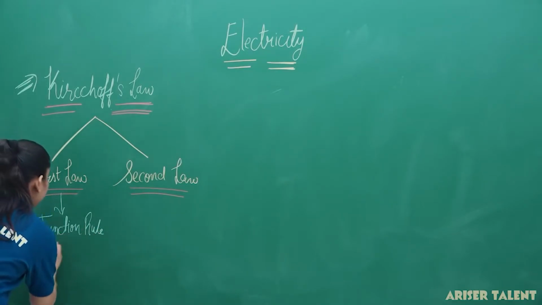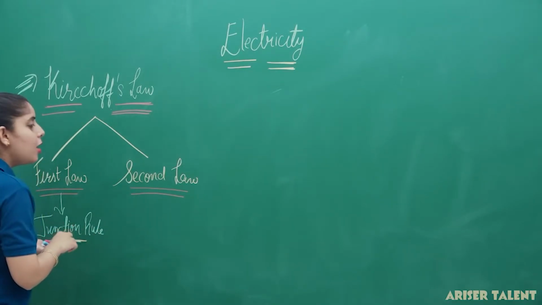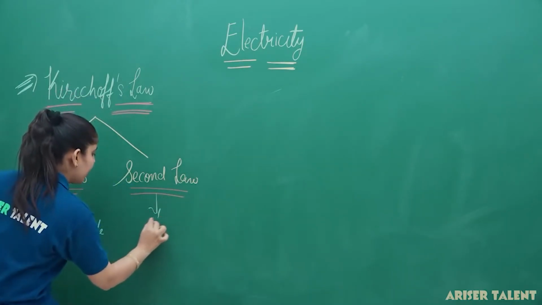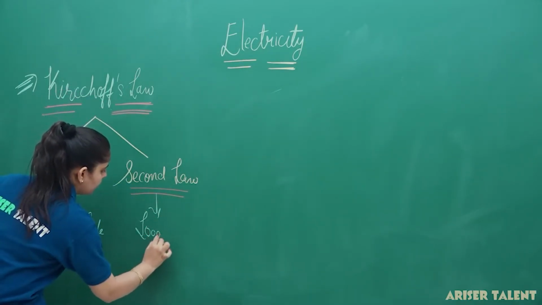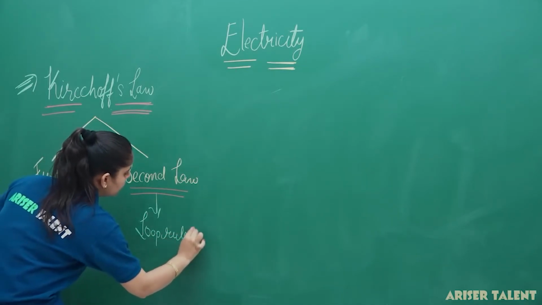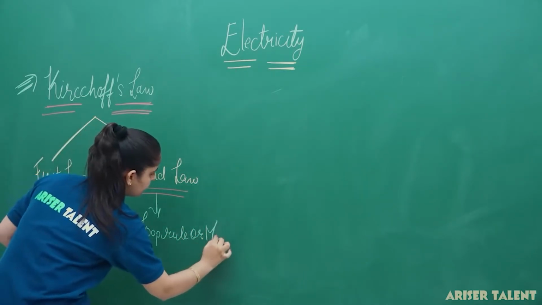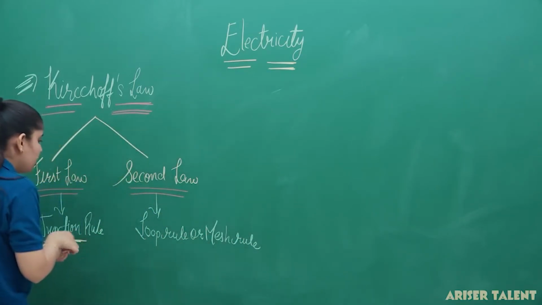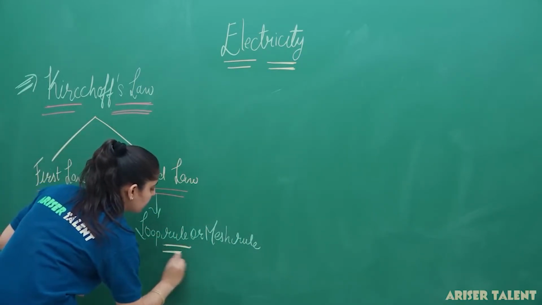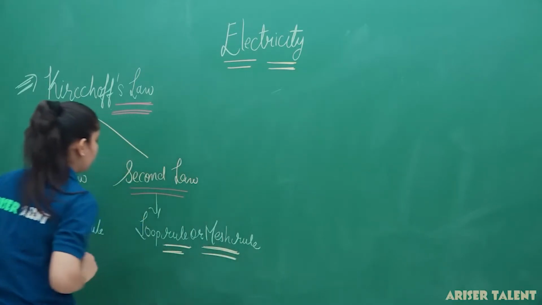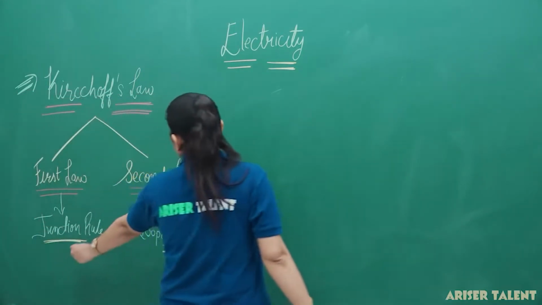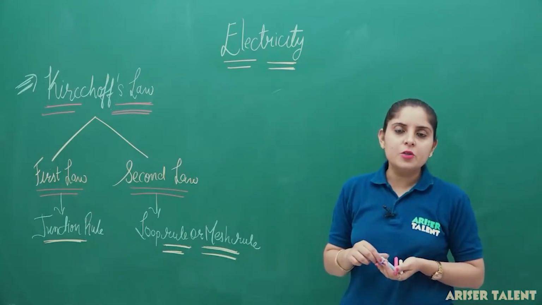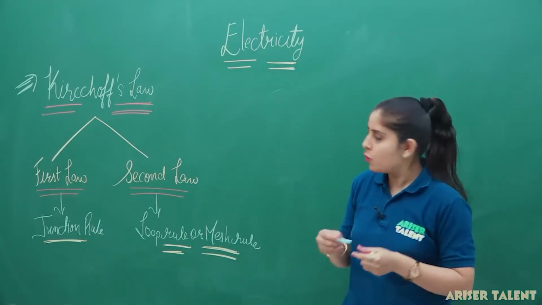And Kirchhoff's second law is known as the loop rule or the mesh rule. So the name of the second law is loop rule or mesh rule. Now, starting the discussion with our first law, that is known as Kirchhoff's first law, which is known as the junction rule.